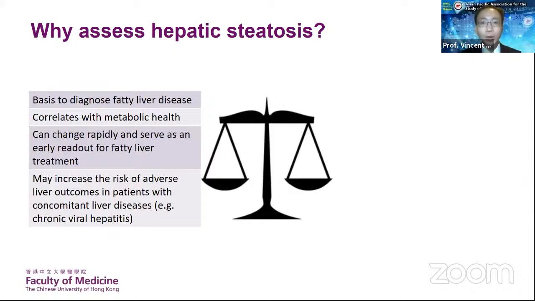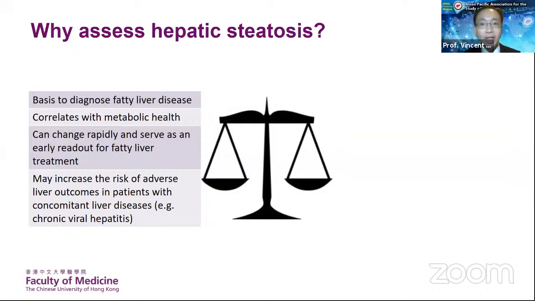Before we start, it would be good to ask ourselves why we want to detect steatosis in the first place. Above all, the diagnosis of NAFLD, the most common chronic liver disease nowadays, is based on the detection of steatosis. Hepatic steatosis has a strong correlation with metabolic health. Because it can change rapidly with lifestyle intervention or pharmacological treatment, it may also serve as an early readout in clinical trials. We will have a more detailed discussion on this point later in this talk.